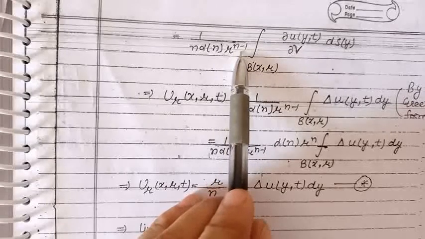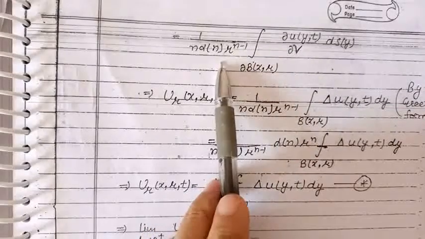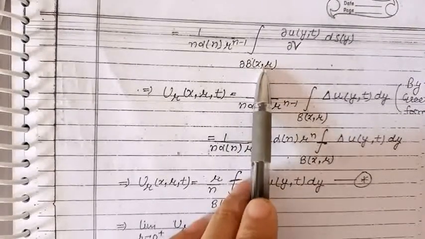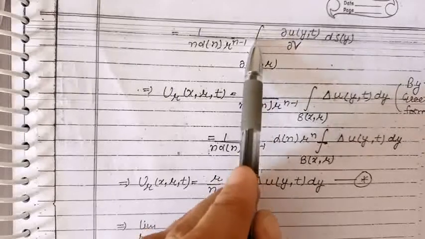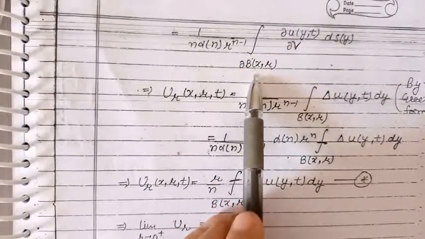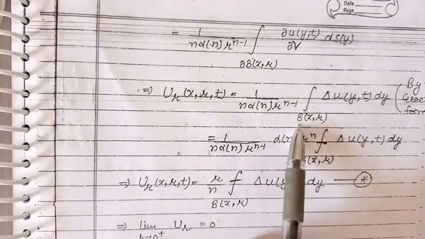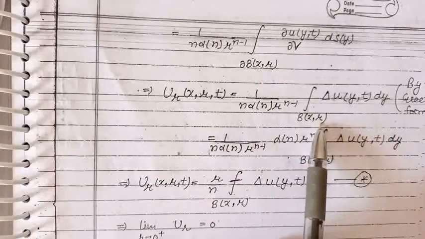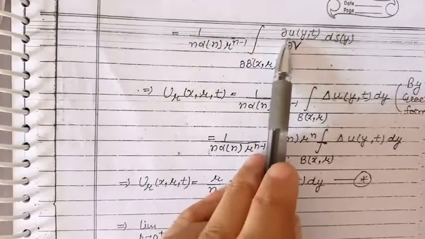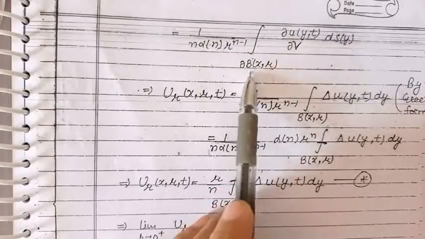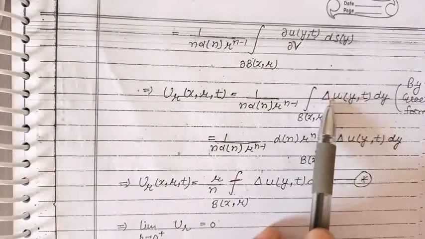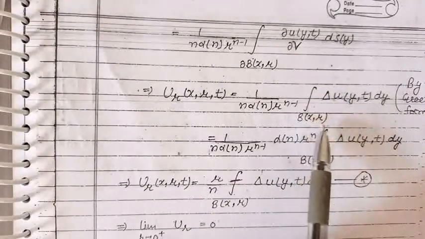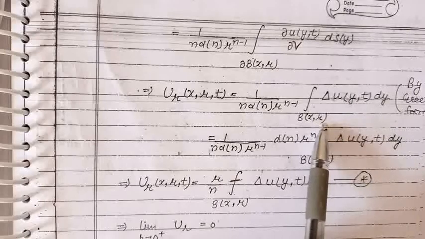So we have converted the average integral into the simple integral. Now let us apply Green's formula to convert this integral over a sphere into the ball with center x, radius r. So by Green's formula, the integral of ∂u/∂ν over this sphere will be the integral of Laplacian of u over the ball with center x, radius r.